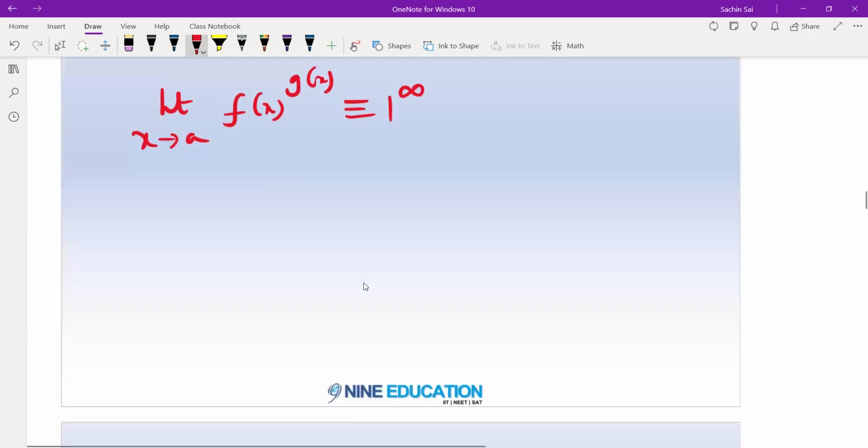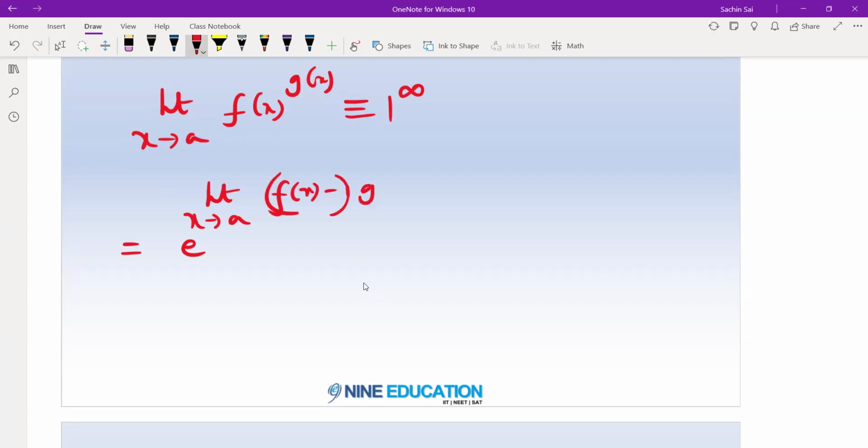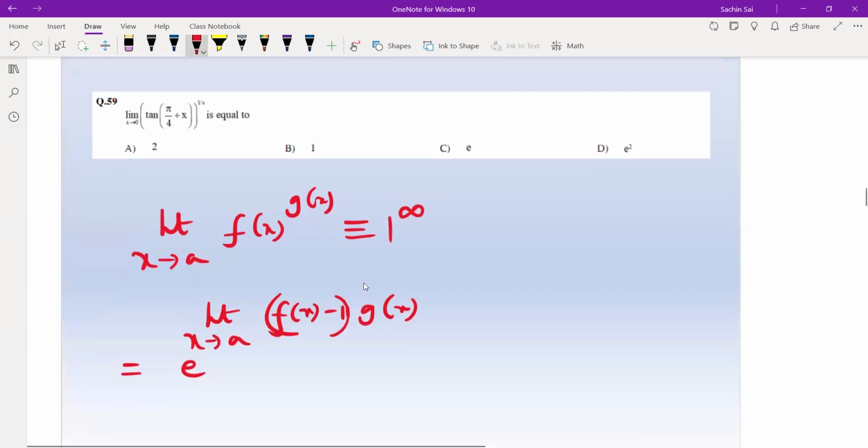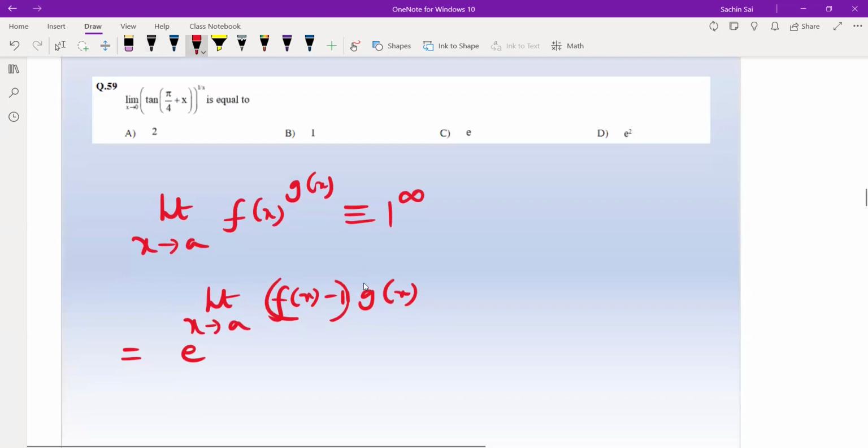So how do you evaluate the limit of this form? We've discussed this in one of the earlier papers, I think. So this is e power limit as x tends to a, f of x minus 1 times g of x. So I need to apply the same here and evaluate the limit.